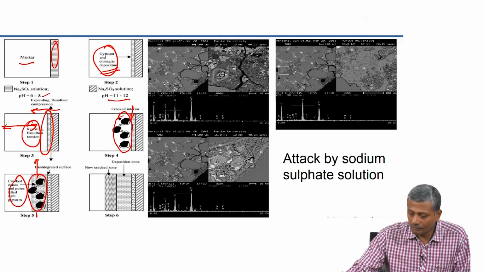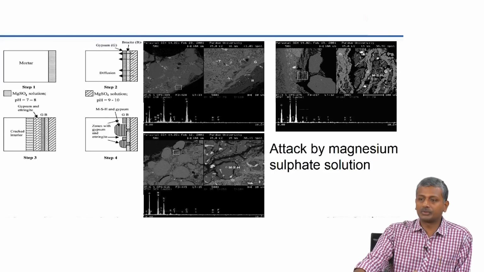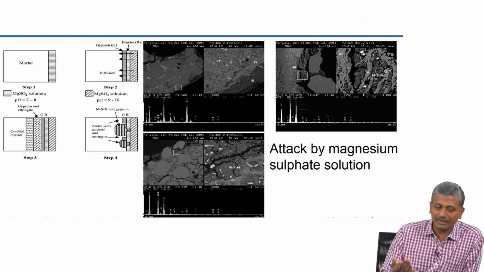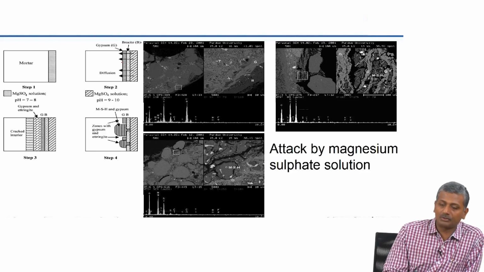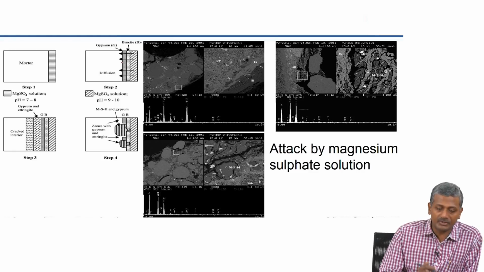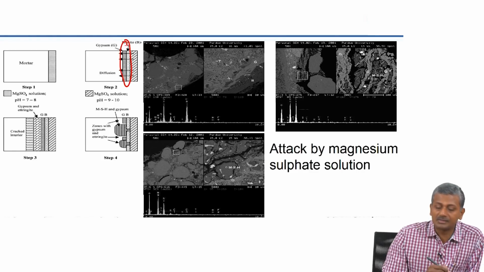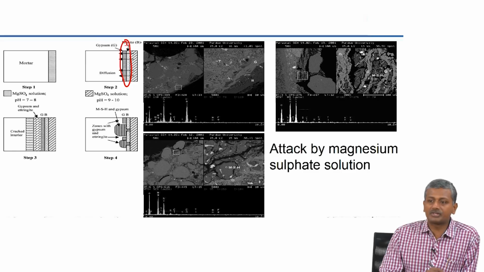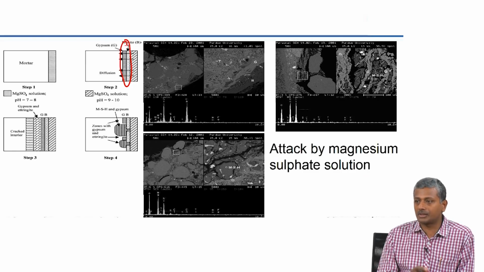Now, when you use magnesium sulfate solution, the effect is quite different. Of course, the same sort of thing happens in this case also. You have inward diffusion of your magnesium sulfate and outward movement of your calcium hydroxide, that leads to the formation of this double layer on the system. You have a gypsum and brucite, or magnesium hydroxide, layer forming.